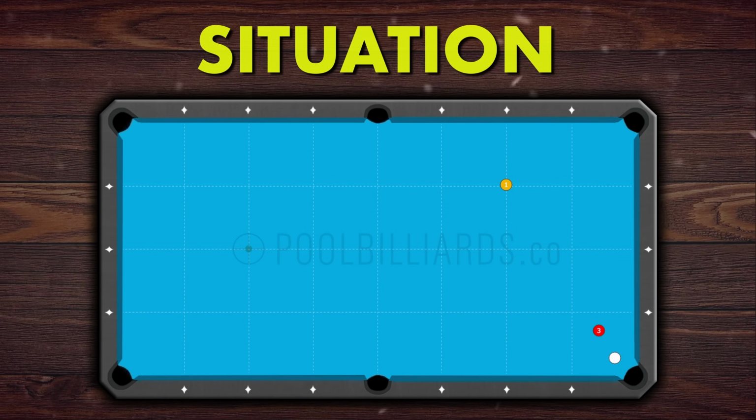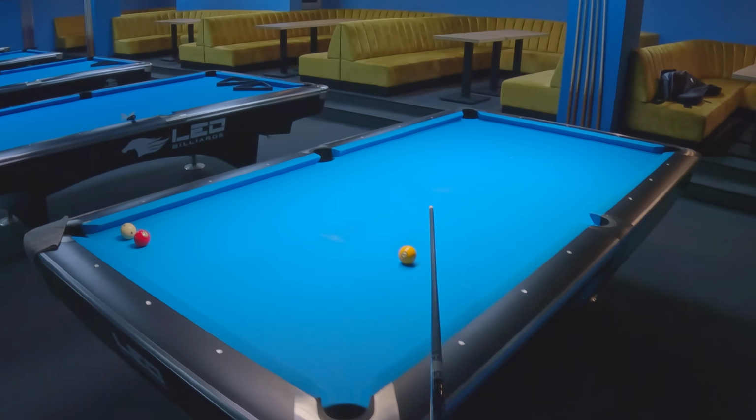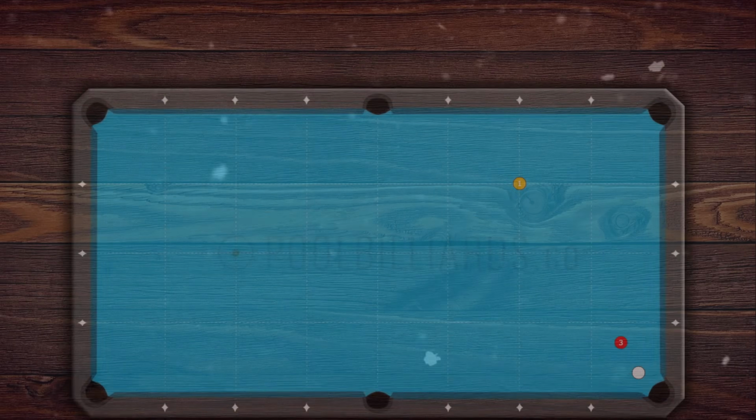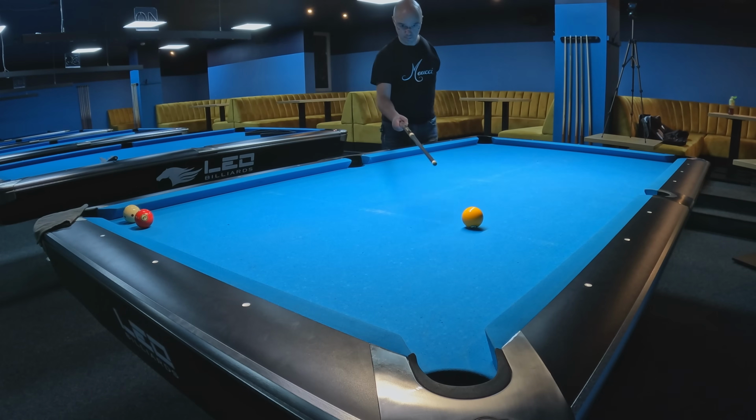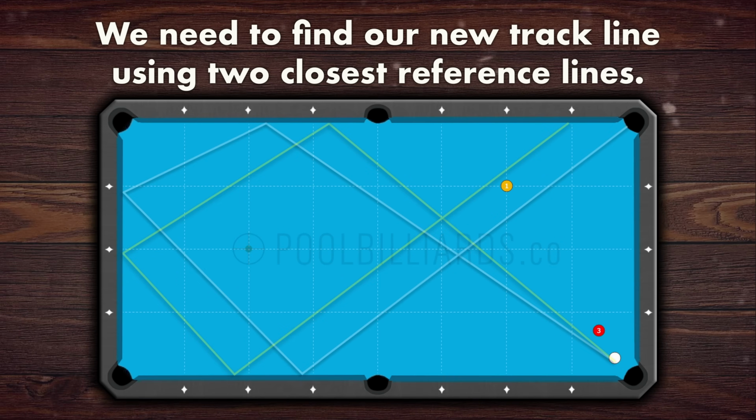And well, let's assume that the cue ball and object ball are placed in positions like on this graphic. If we check all of our reference lines, then we can see that each of them doesn't match the current position of the object ball. And this means that once again we need to find another track line using 2 reference lines which are in the closest proximity to the object ball.